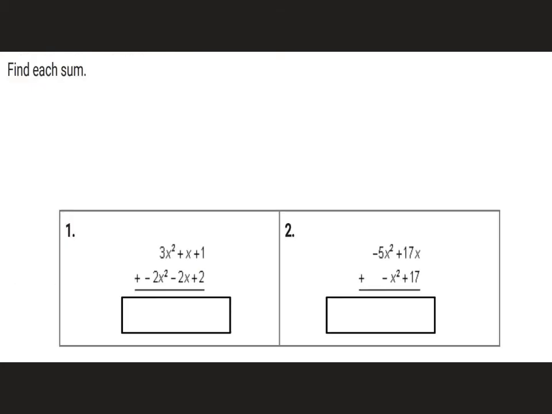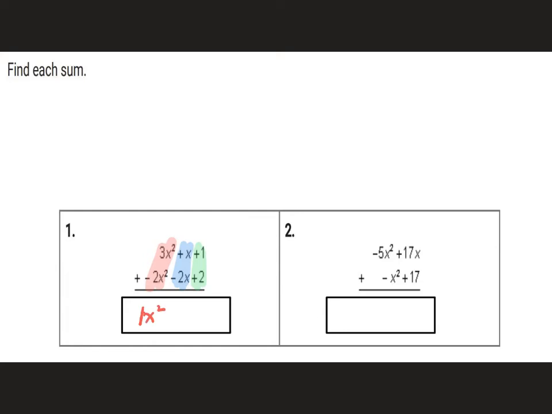So let's look at example 1. It's 3x squared plus x plus 1, and then it's plus negative 2x squared minus 2x plus 2. Okay. When we're looking at this, we're seeing that the terms that are stacked vertically on top of each other are actually like terms, right? So I don't actually have to do much here, because when I look down each column of what I'm adding together, it seems like I have a pair of like terms. So I have 3x squared plus negative 2x squared, and I know that I can combine those because they both have an x squared, so this is going to be 1x squared.